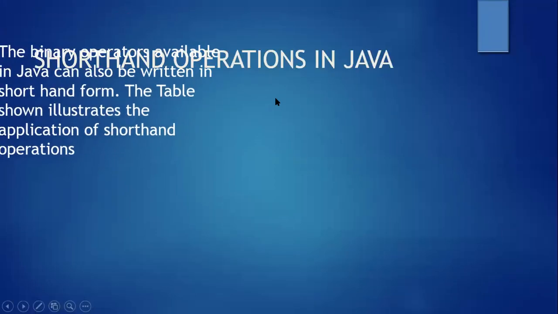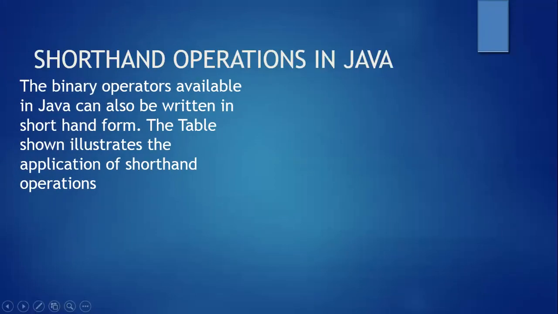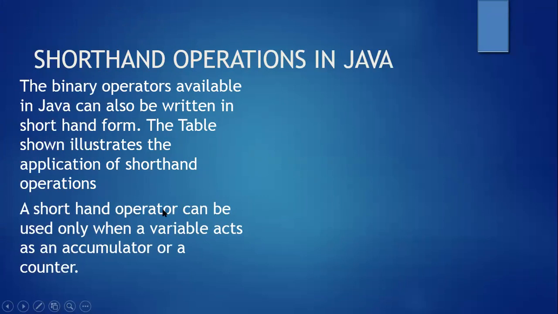Okay, so we are left with just one small point. We'll cover it. So we have done this. Now we will talk about shorthand operators in Java. Okay. So what are shorthand operators? The binary operators available in Java can also be written in a shorthand. This is only for the binary operators which are available in Java. Let's look at this table. A shorthand operator can be used only when the variable acts as an argument.